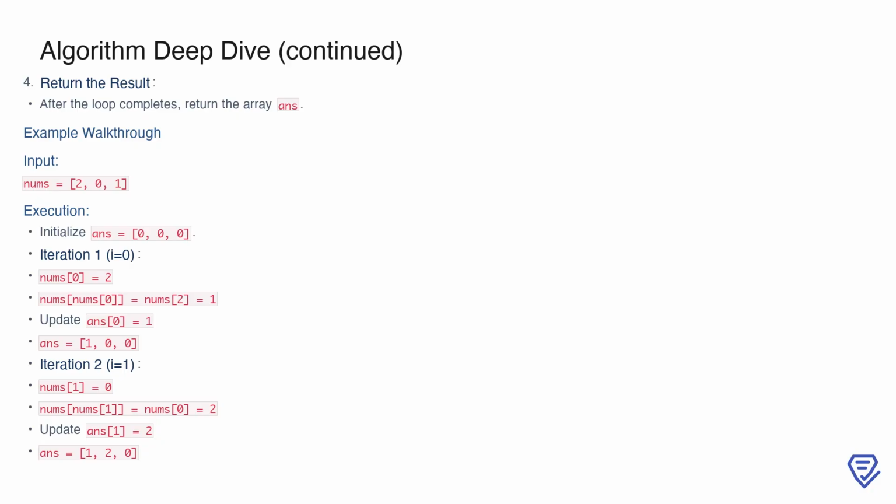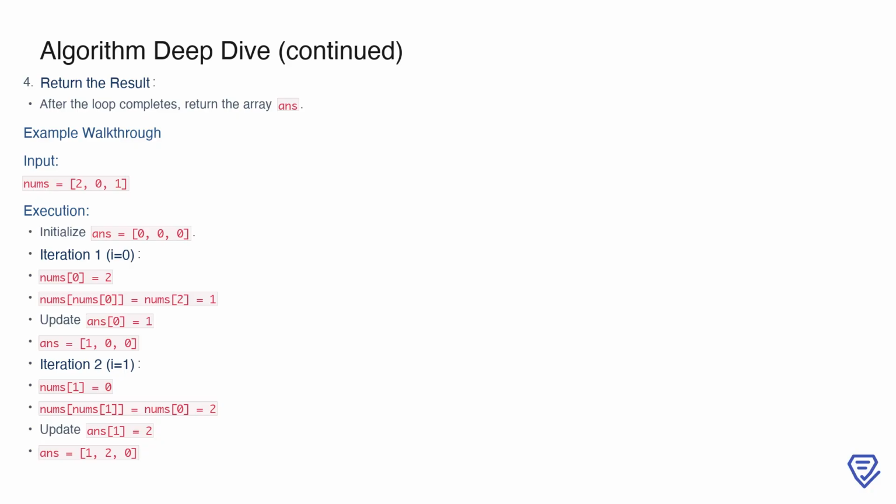To see the process more clearly, let's examine an example where nums equals [2, 0, 1]. First, we initialize the result array as ans equals [0, 0, 0]. Now, during the first iteration, where i equals 0, we see that nums[0] equals 2. From there, we look up nums[2], which equals 1. So, we update ans[0] to 1. After this step, the result array becomes ans equals [1, 0, 0].